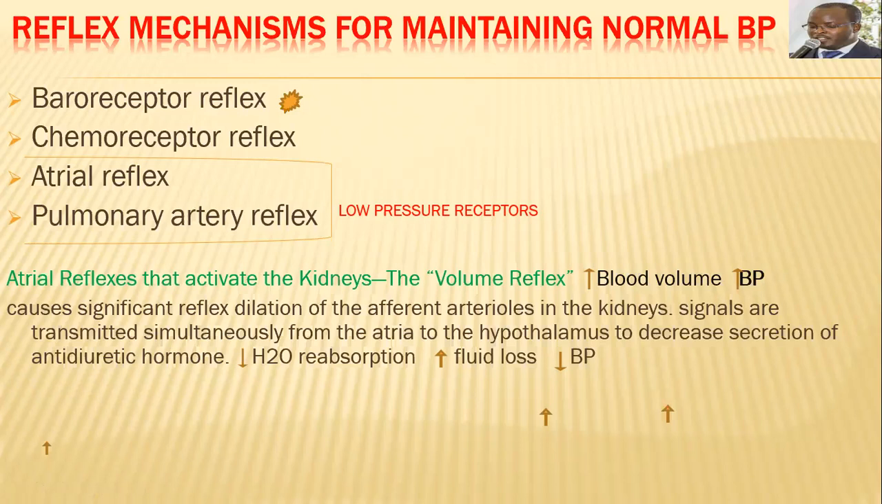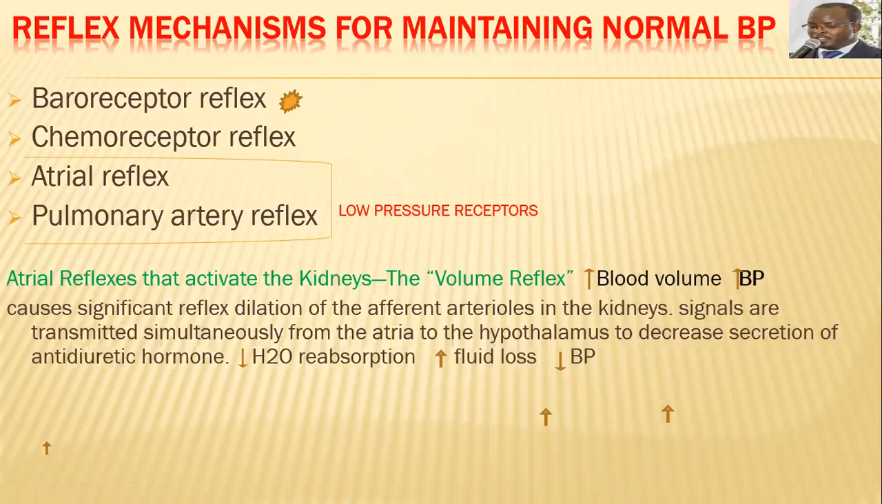So if the production of this hormone, the antidiuretic hormone, is reduced, it means that the reabsorption of water is also reduced. To some extent, you are increasing fluid loss. It means you are producing more urine. So if you are producing more urine, it means the blood volume will start reducing. And if you have a decrease in blood volume, then the blood pressure is going to decrease. So these are atrial reflexes that are going to activate the kidneys. It's called the volume reflex.